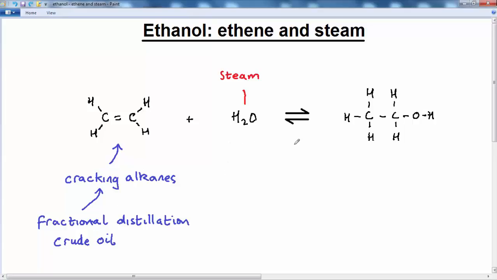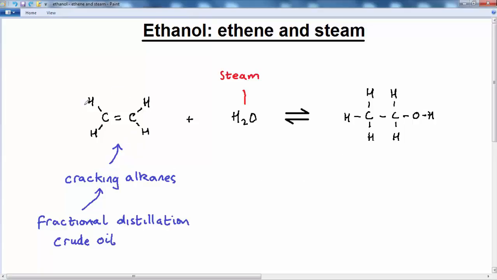Now, before we go on, you'll notice that this symbol tells us that this is what we call a reversible reaction. That means the reaction can go to the right or it can go to the left. And so we need to choose conditions which will favour the forward reaction.